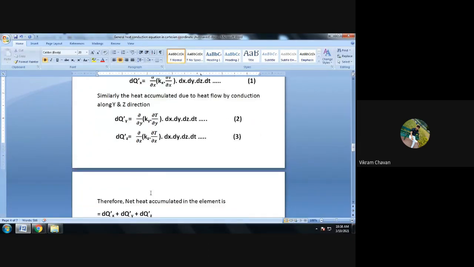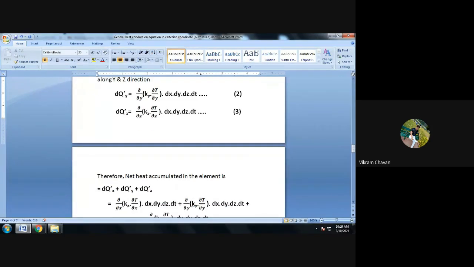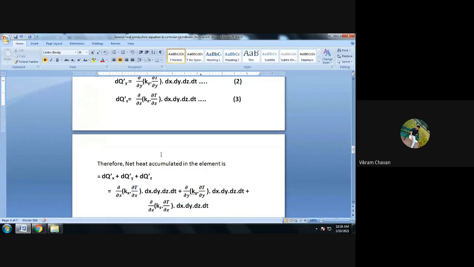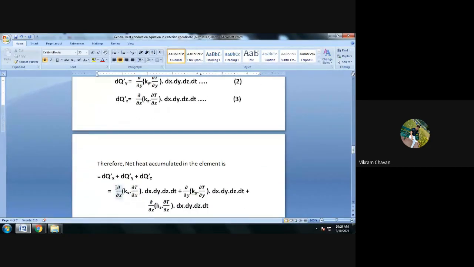Further, we have to find out the net heat accumulated. We have to add up the heat accumulated from the three directions. That will be the addition of dq dash suffix x plus dq dash suffix y plus dq dash suffix z. So write down the three equations, equation number 1, 2, 3, and add up these three equations.